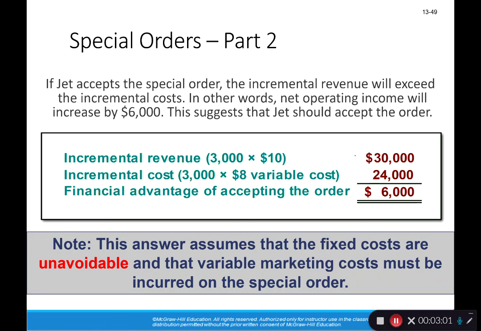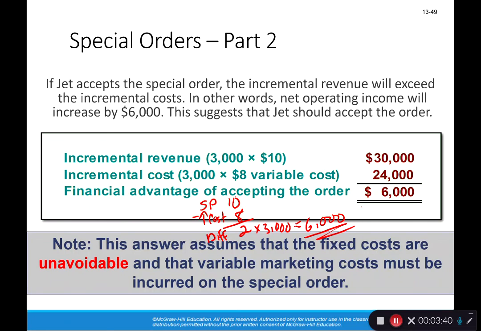Our incremental revenue is going to be the 3,000 units times the $10 selling price, and our incremental cost would be the 3,000 units times the $8 variable cost. So the financial advantage of accepting the order is 6,000. I would have done it this way: the selling price for the special order is 10 minus the incremental cost of 8 per unit gives me a difference of 2, times the 3,000 gives me that same 6,000. I like doing things on a per unit basis, a little less math involved. Either way, you arrive at the same conclusion.